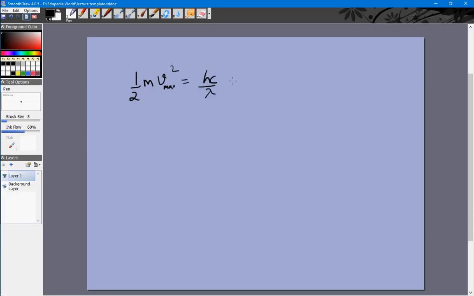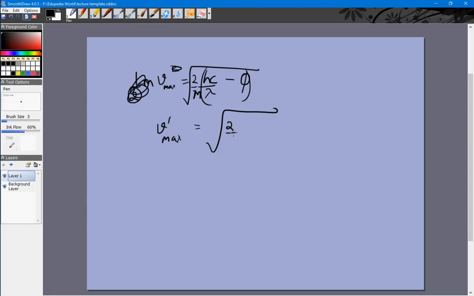Now in the second case, let's say Vmax dash, it will be root of 2 by m times, we'll have 4 hc by 3 lambda, because lambda becomes 3 lambda by 4 now, minus phi, right? And we are asked what is its relation with respect to Vmax. So what we can see is Vmax dash by Vmax is equal to root of 2 by m times, I'll just cancel root 2 by m straight away, I won't write, because what we'll be left with is 4 hc by 3 lambda minus phi by root of hc by lambda minus phi.